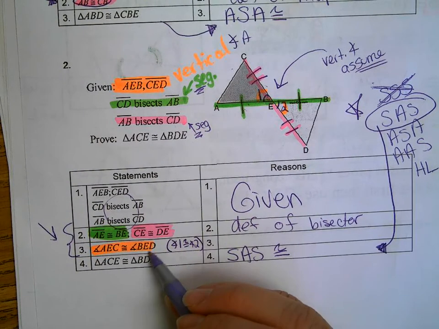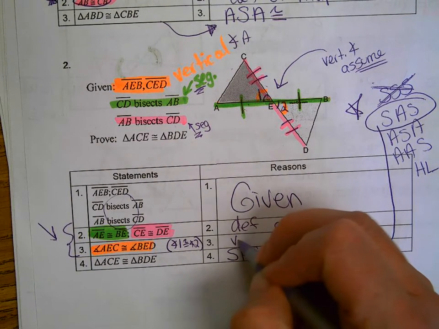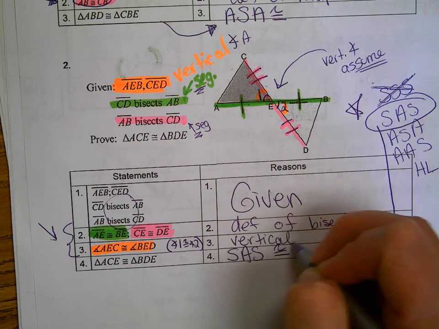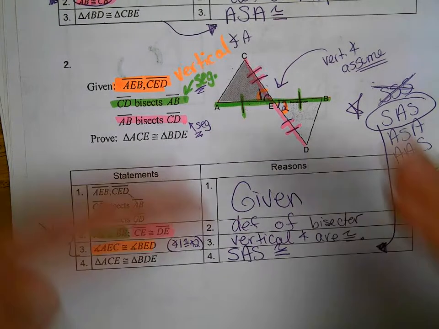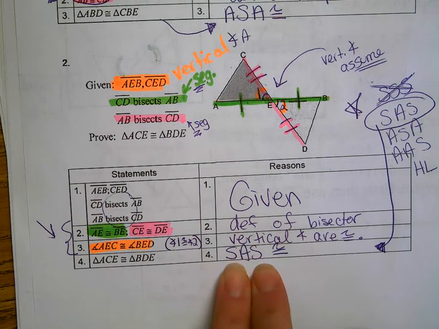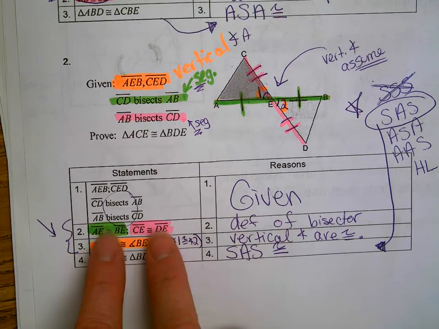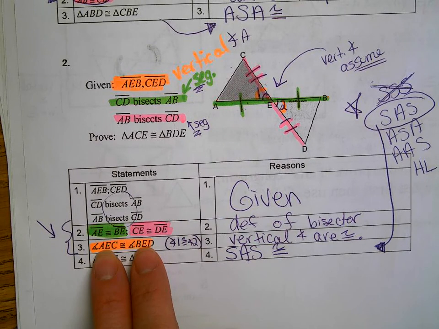And how come these angles were congruent? They were vertical angles. So our reason here is going to say vertical angles are congruent. So again, to have a full and complete proof, if your method of congruence is side, angle, side, you need to have two sets of sides listed as congruent within your proof and a set of angles.